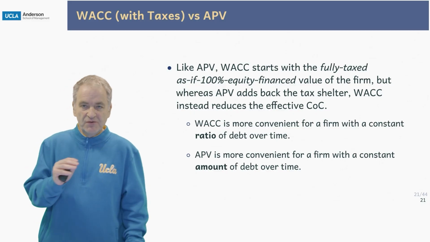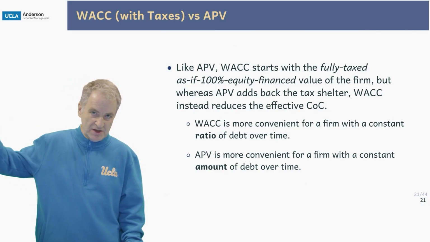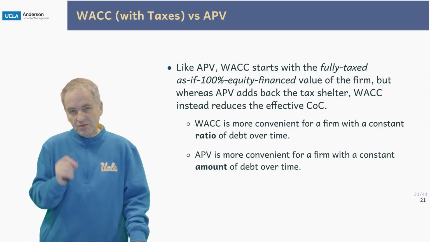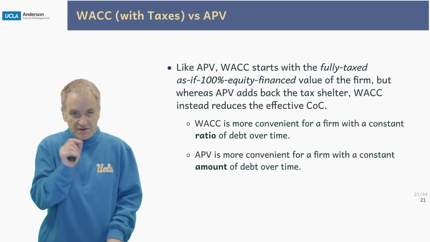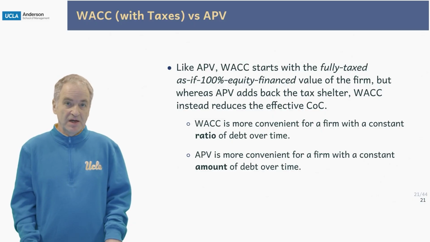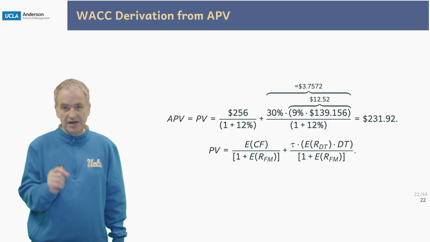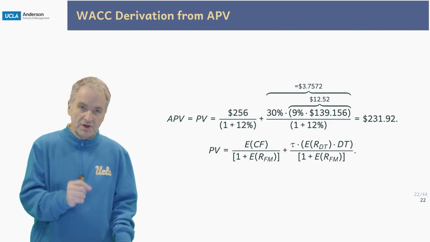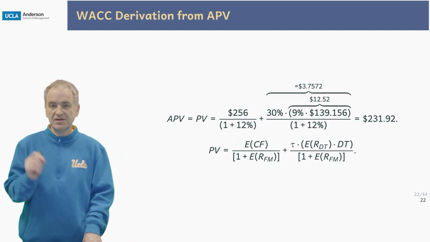It turns out if a firm thinks about always having a constant ratio of debt over equity over time, then WACC turns out to be more convenient, whereas APV tends to be more convenient for a firm with a constant dollar amount of debt over time. So get ready for a ride. This is going to be a show. And I will not expect anybody to be able to derive this, but I want you to be able to look at this and convince yourself that what we are really doing is very similar.